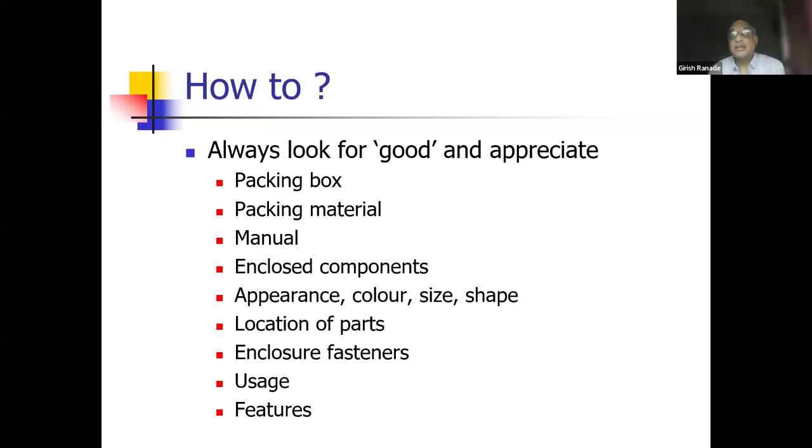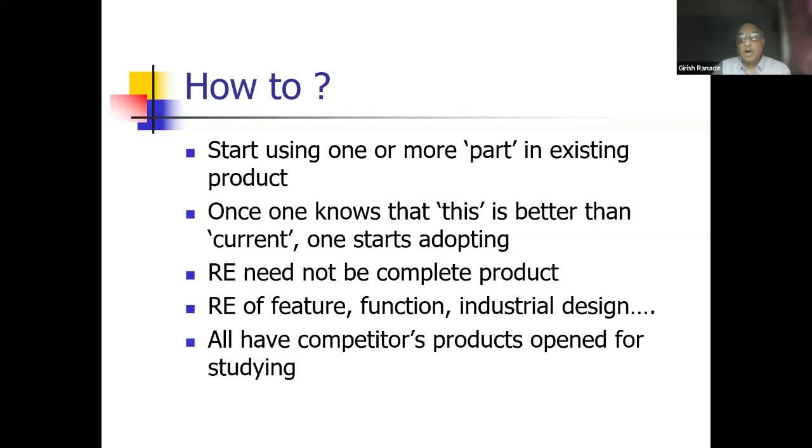Then the enclosure or fasteners, that is the type of screws used or the type of press fits, then the type of small mechanical parts they are using. So this can be appreciated and then really adopted immediately. Then usage of the product, because there are a lot of good displays or communicating language, I would say user interface or ergonomics, anything that can be looked at. And of course, features of the product, which we can really appreciate. And once you appreciate it, we will immediately adopt it.